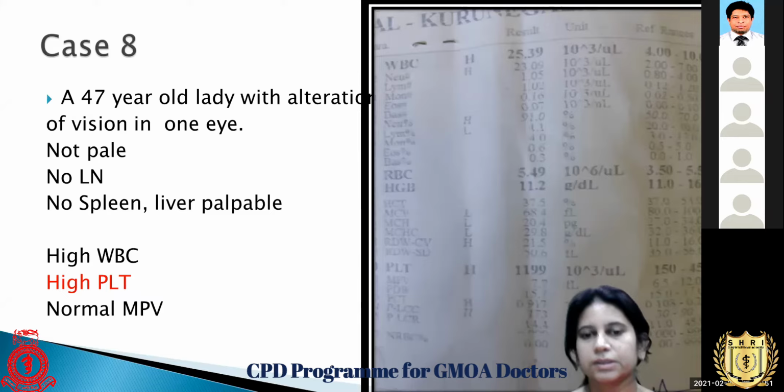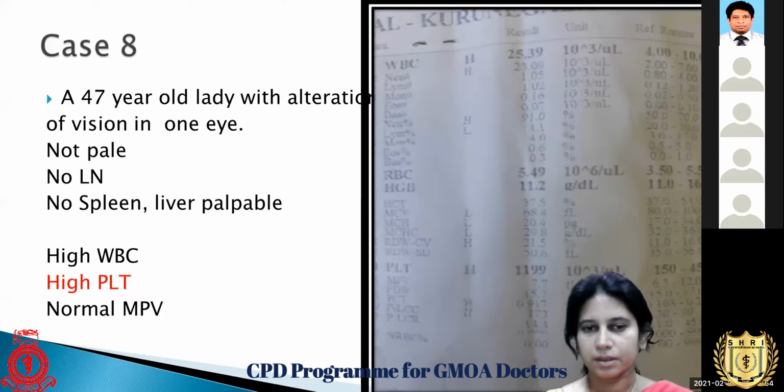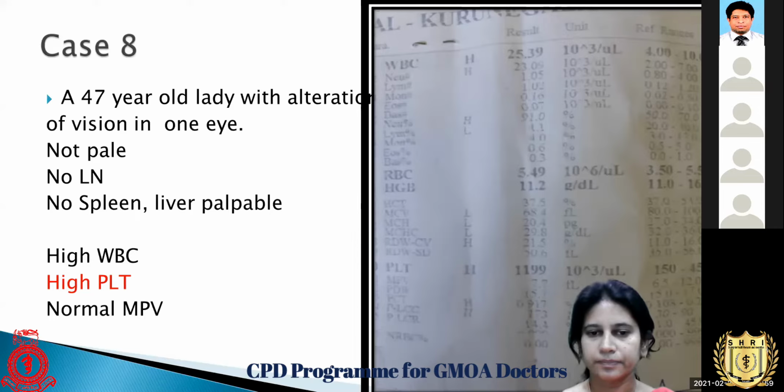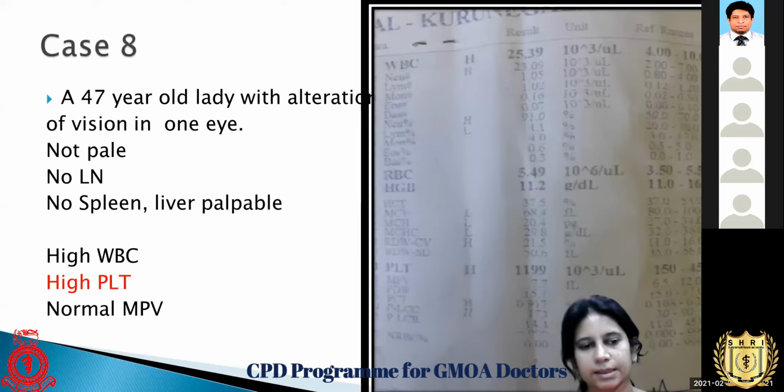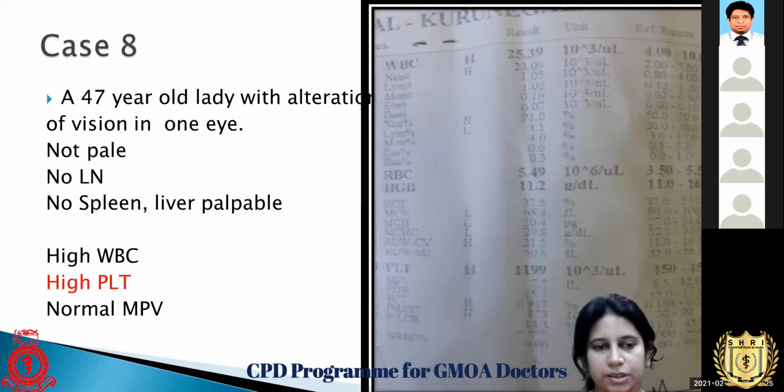WBC 25,000. Neutrophils 23,000. There's neutrophil leukocytosis. RBC normal, HB normal, MCV, MCH on the low side. The platelet count is grossly elevated. The normal upper limit is 450. So here it is 1,200. So it's high platelet, normal MPV, with transient alteration of vision in one eye.